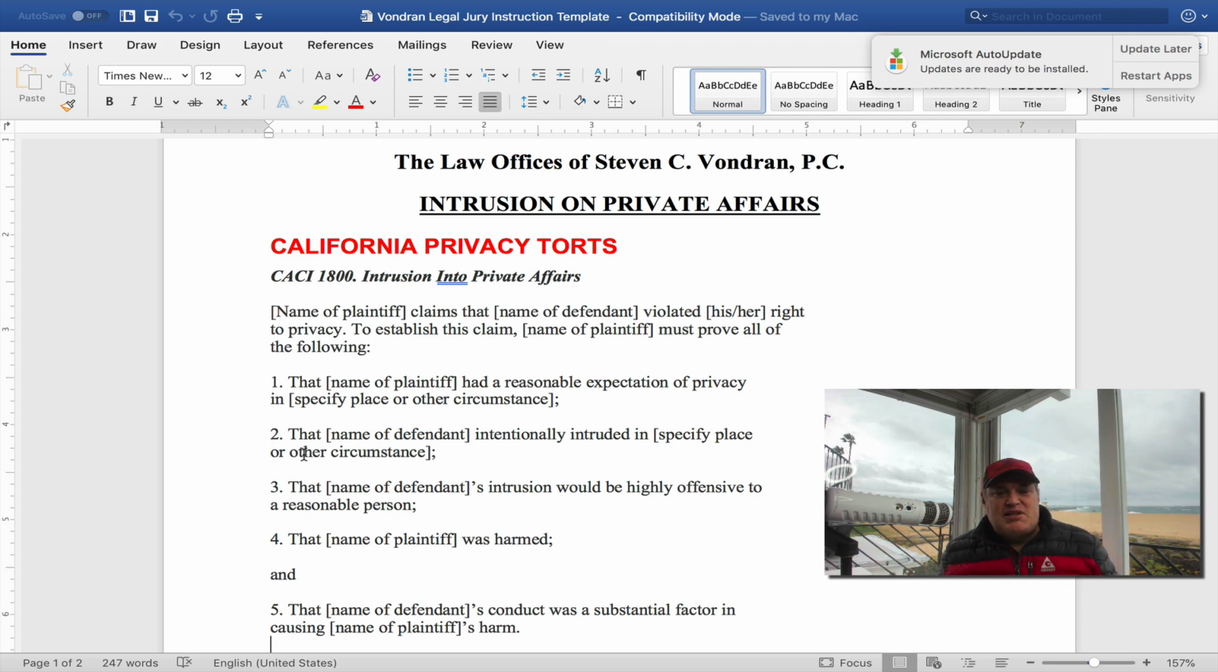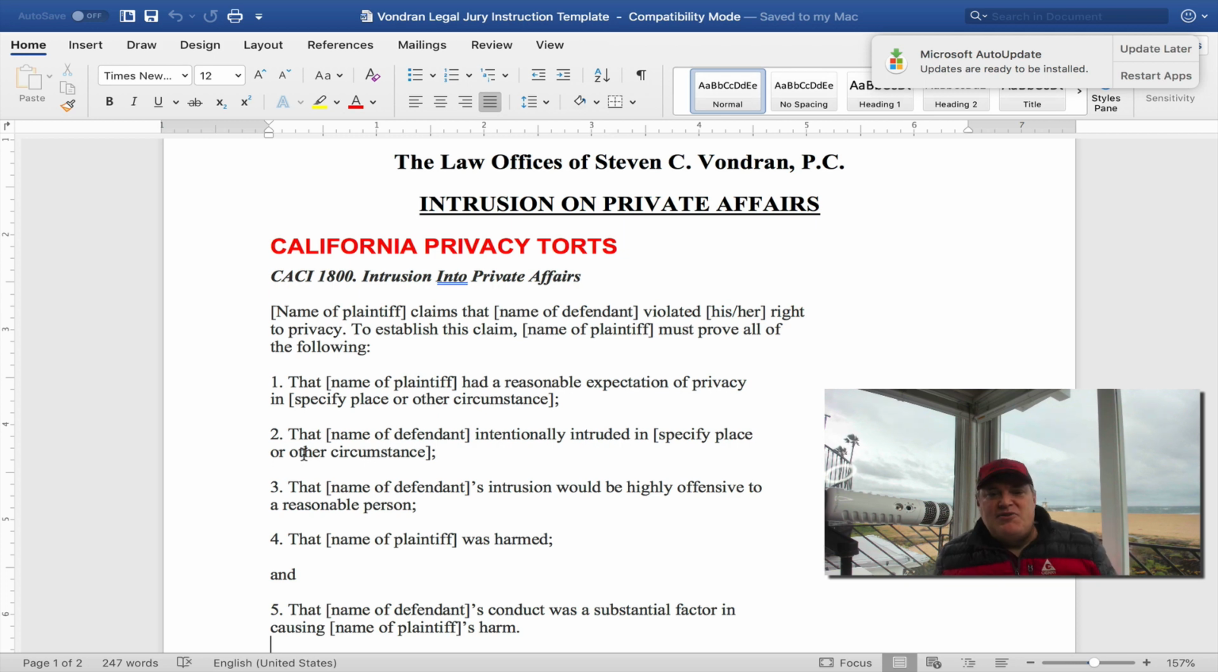To establish this claim, the plaintiff must prove all the following. So this means the burden of proof is on the plaintiff to prove each of these elements. There's 5 elements by a preponderance of the evidence. If you can't prove even one of these, boom, you've got no cause of action, you lose, case over, waste your time, waste your money. So you want to make sure before you're filing these suits that you have all your ducks in a row, that you can allege and hopefully plead and prove each of these allegations.